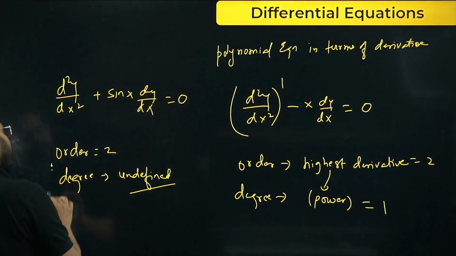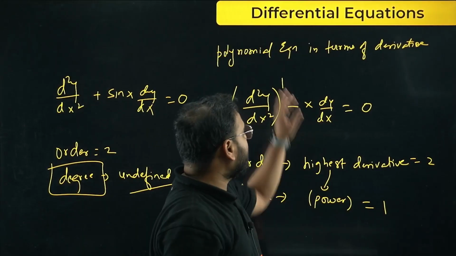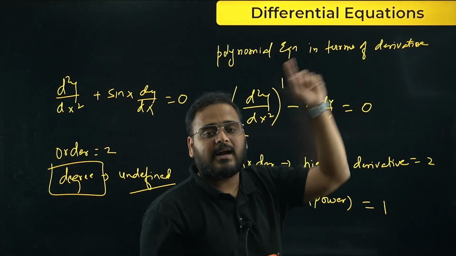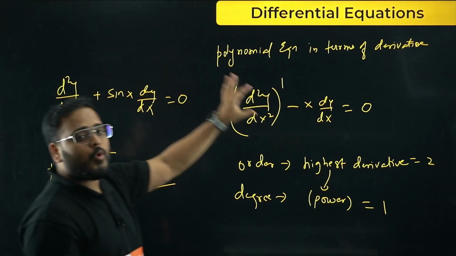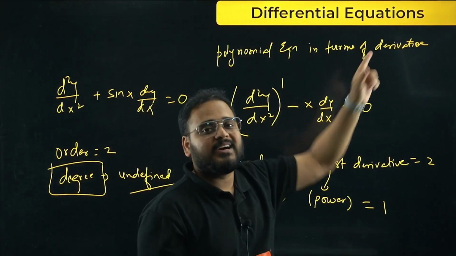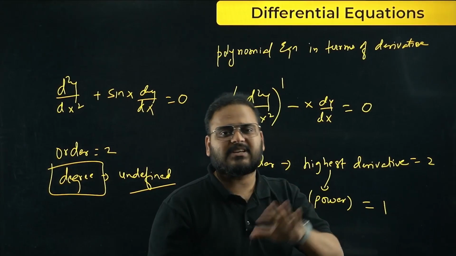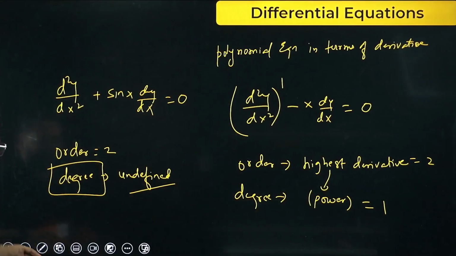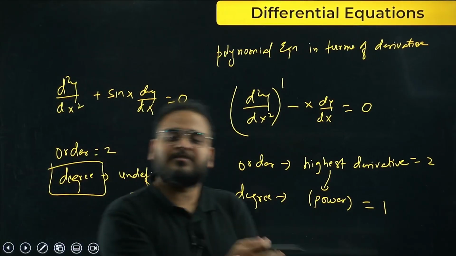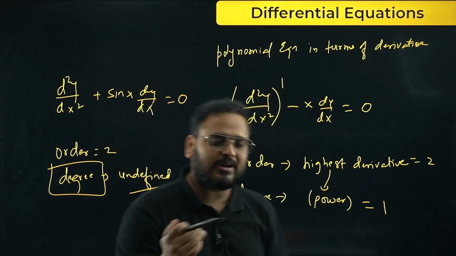Understand this? For degree to exist, the given differential equation has to be only in the polynomial form of derivatives. I'll repeat myself. For the degree to be defined, the given differential equation has to be only in the form of a polynomial of derivatives. Is that clear? Some basic understanding of differential equations is okay. This is the very, very basic of differential equations. Let's move on to the next part. We'll talk about the homogeneous differential equation, LDE, and the methods to solve. All of that will be there.